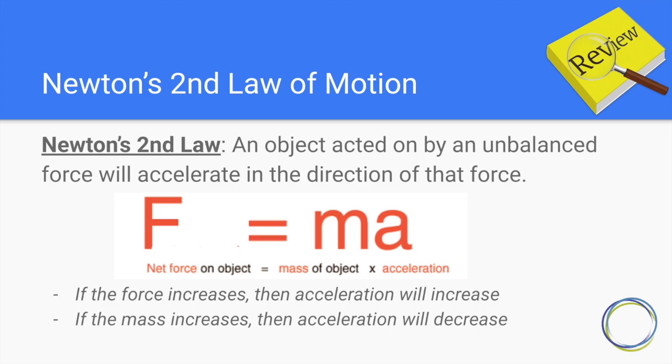So the last time we took notes, we wrote about Newton's second law of motion. An object acted on by an unbalanced force will accelerate in the direction of that force. So we've looked at some examples: if the force increases, then the acceleration will increase, and if the mass increases, then the acceleration will decrease. So now you're going to need to take out your notes, and I'm going to show you a short video of how to calculate for force or mass or acceleration in a bunch of practice problems.